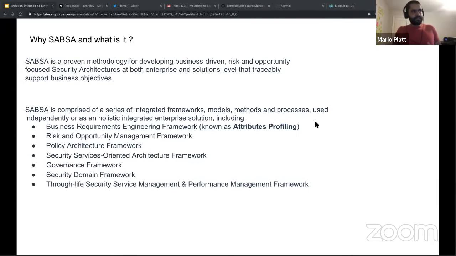And then finally, using SABSA. So SABSA is an enterprise security framework that enables traceability of how you're doing your business attributes, and then how you end up at the security components that you choose.